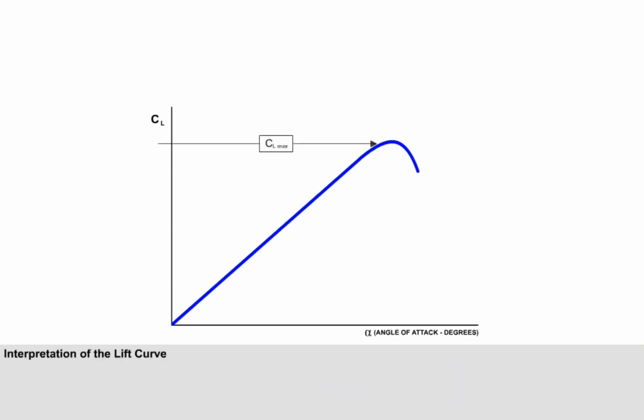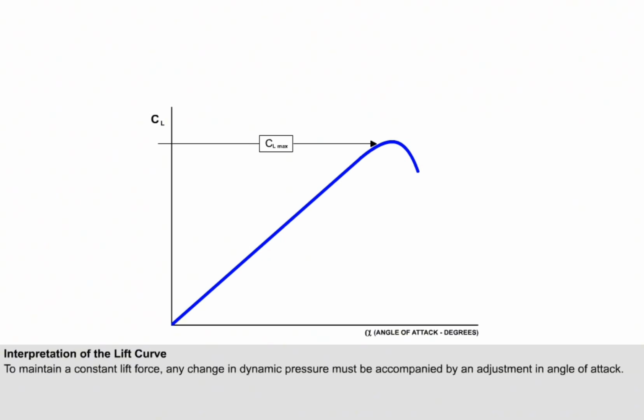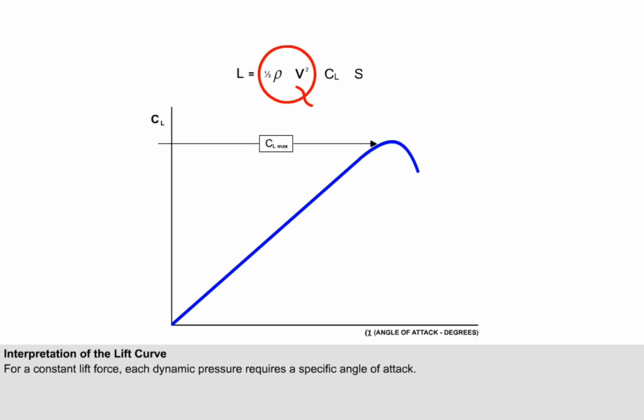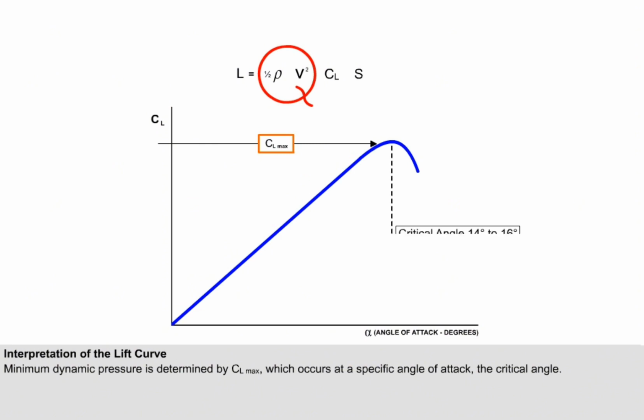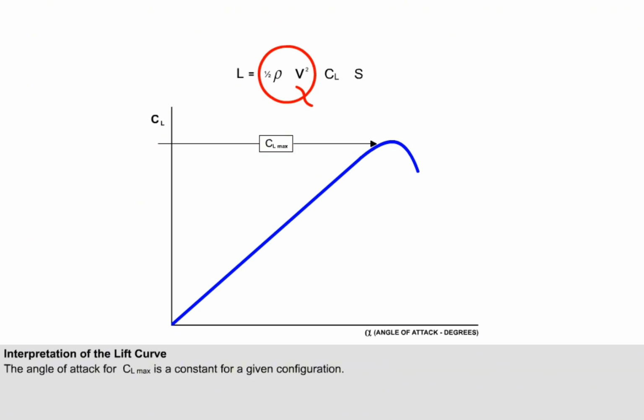There are several important facts that become evident from study of the lift curve in association with the lift equation. To maintain a constant lift force, any change in dynamic pressure must be accompanied by an adjustment in angle of attack. For a constant lift force, each dynamic pressure requires a specific angle of attack. Minimum dynamic pressure is determined by CL max, which occurs at a specific angle of attack, the critical angle, which is between 14 and 16 degrees, depending on the aerofoil. The angle of attack for CL max is a constant for a given configuration.